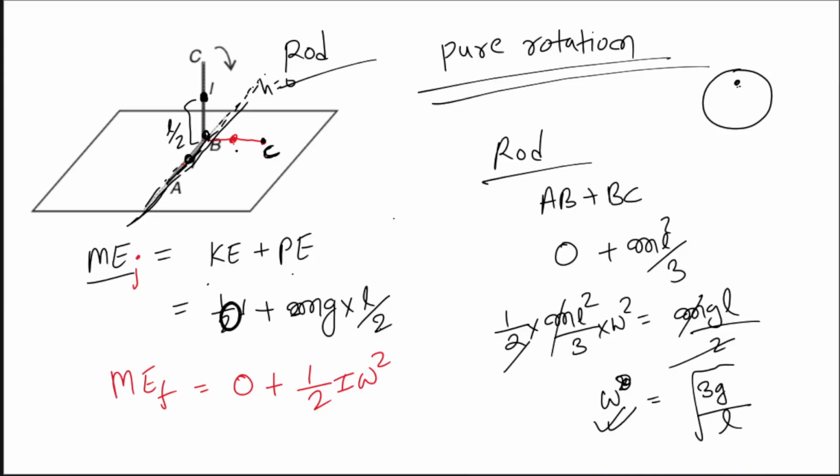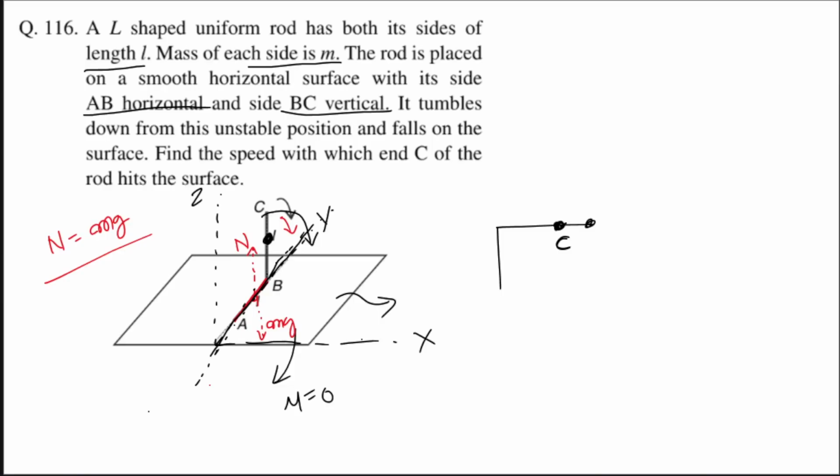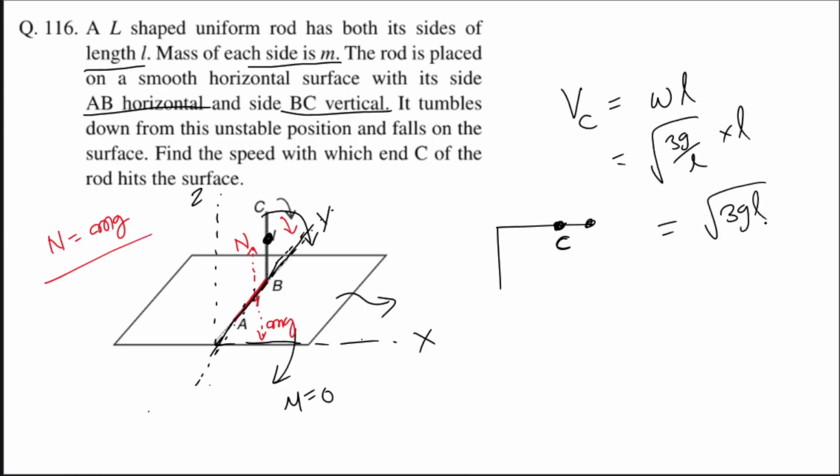So at that point of time you can see this is your axis of rotation, and distance of point C from the axis of rotation, perpendicular distance, is your L, right? It is L, right? So velocity we are getting asked, right? So find the speed, yes. So speed of C point will be equal to omega L. Omega is root under 3g by L into L, and this will give you root under 3gl. Okay, so this is going to be the answer.